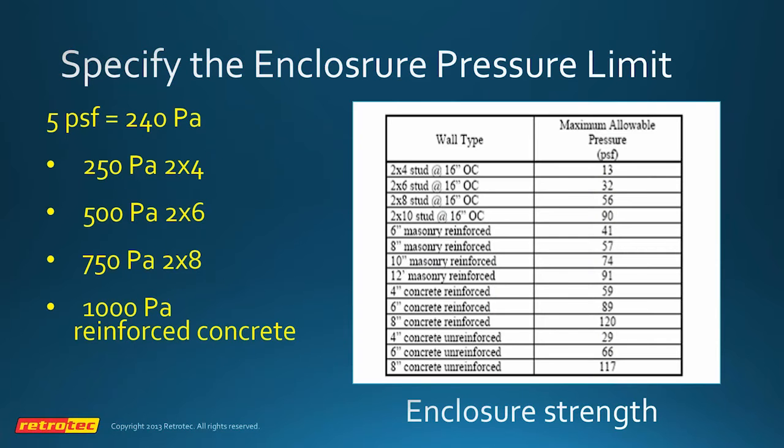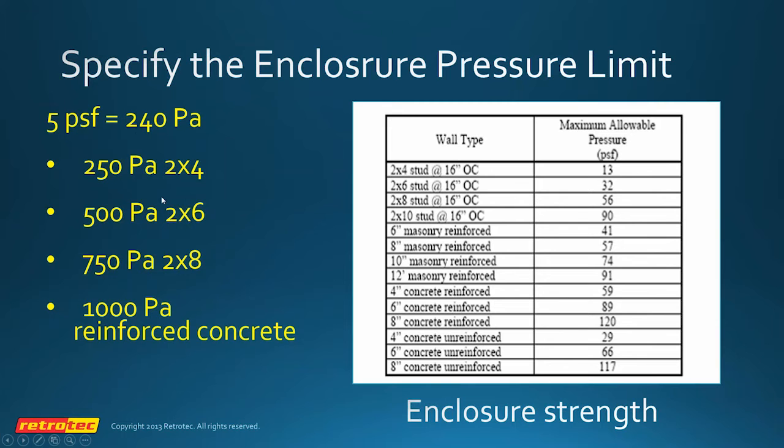So the only table I've ever been able to find, and I can't recall just offhand who did this study, this table shows how much pressure various wall constructions will take, and this is in pounds per square foot. It's about 50 pascals in a pound per square foot. So the values that we have here are actually pretty conservative. So the very first one, a 2x4 stud wall at 13 PSF. 13 PSF is about 700 pascals or so, and 32 PSF is whatever, 32 times 47 or 50 or so.